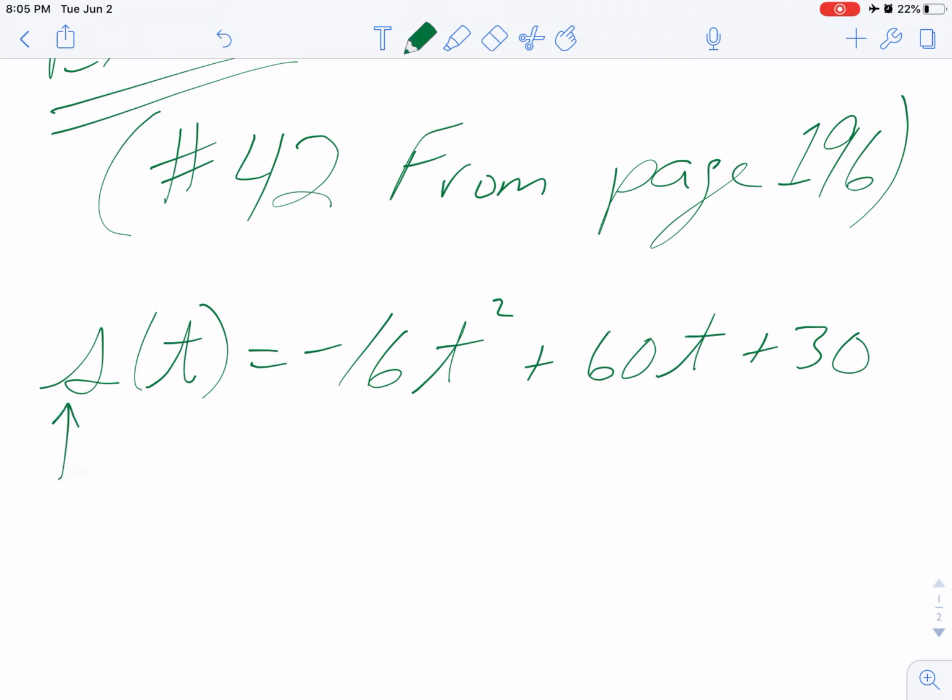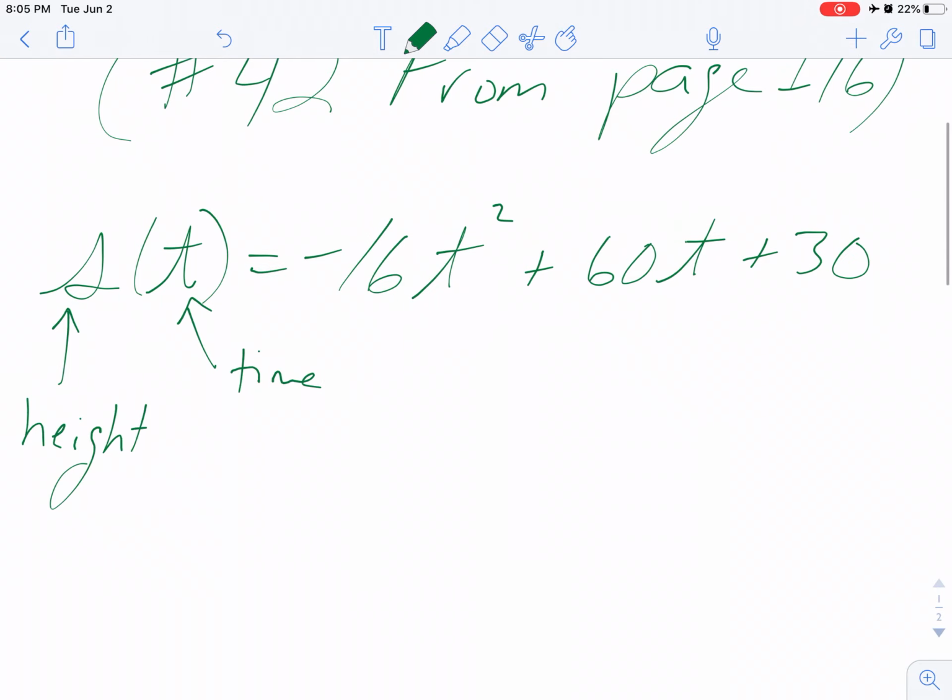Okay. Now for some reason the textbook uses an S for height and T represents your time. So you need to use your imagination a little bit. Here's you on the ground, and you throw something in the air and it comes back down to the ground. And so what this problem is asking you to do is to find the time it takes.